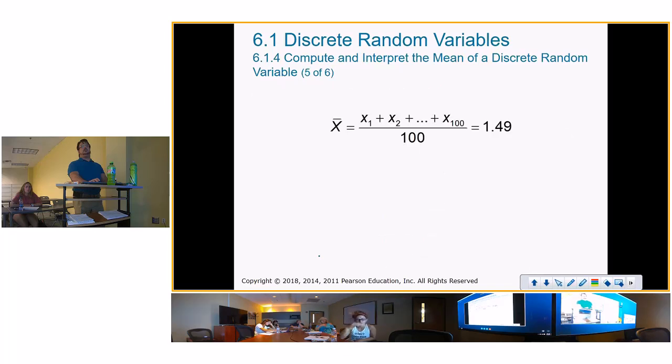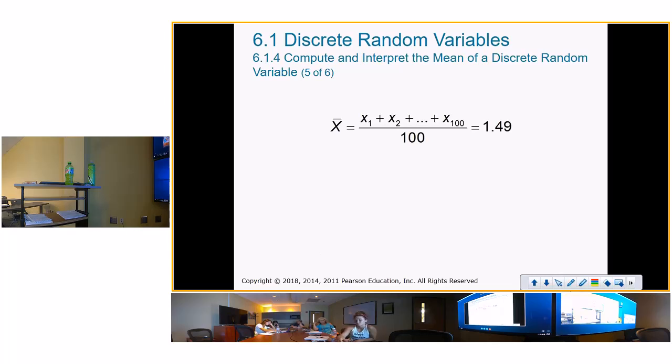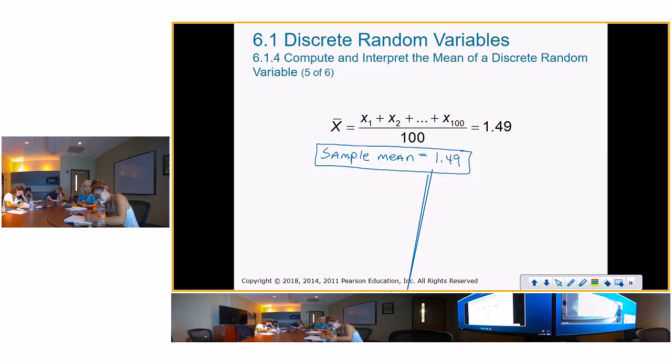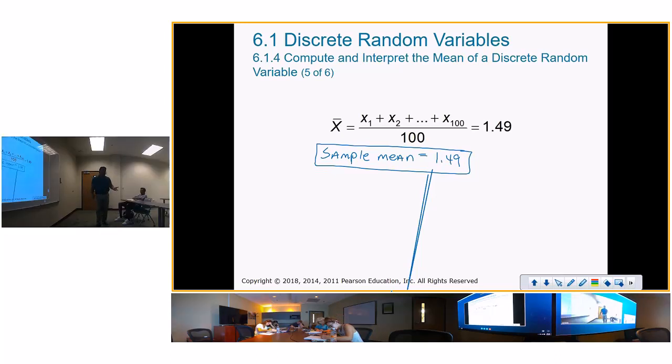They find that the x bar, and what does x bar mean? Sample mean. The sample mean is equal to 1.49. Write that down. They got that by adding them all up and dividing, like your test scores in school: add them all, divide by 5 test scores. Same thing here. Now, you're going to compare that to a probability distribution that they're going to show in the next slide.